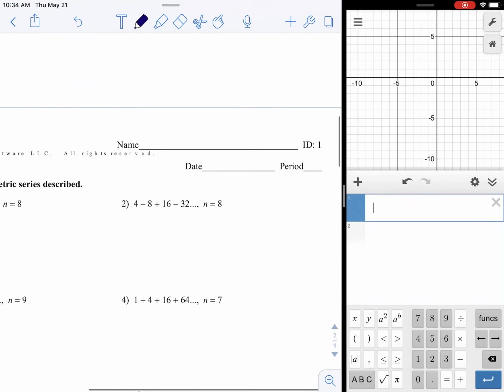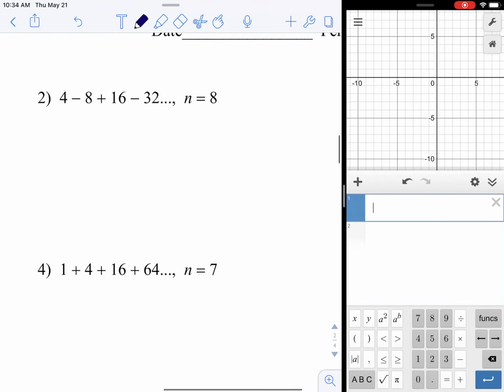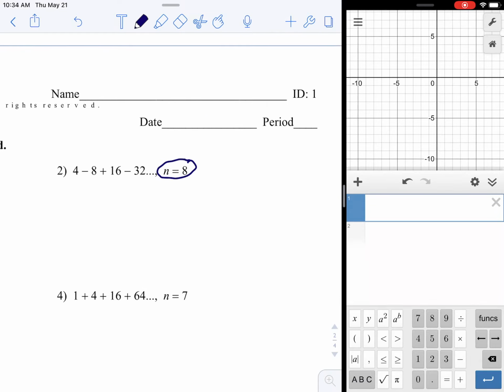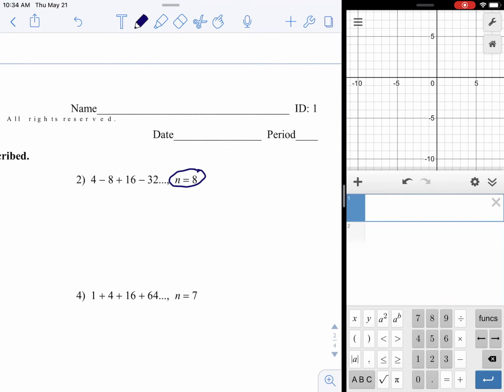All right, let's look at number 2. So this is a pattern for 4 minus 8 plus 16 minus 32. And we are being told that there are 8 elements. So this is one of those problems where they flat out give you N. So let's review. You need A1, you need N, and you need R. R you can find by dividing the second term by the first term, -8 divided by 4. Actually, you can divide any term by the term in front of it. I'll just stick with the second term by the first term to keep it consistent. So R in this problem is -2.